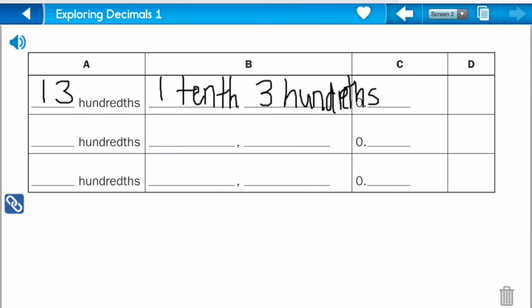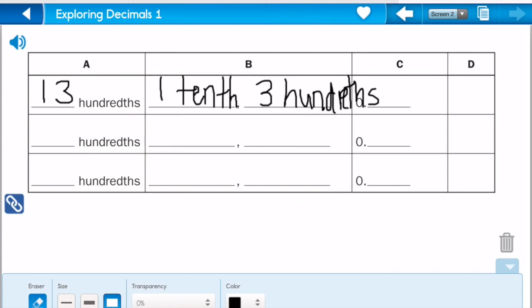So I have 13 altogether. That ends up looking like 1/10, because I have one group of tens and I have 3 hundredth boxes. Now we're going to write that as a decimal. How do you think that would look as a decimal? Good. It would be 0.1 0.13.